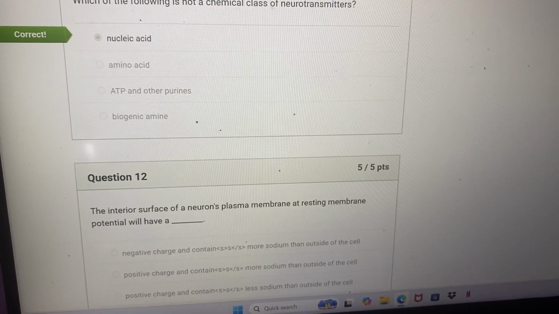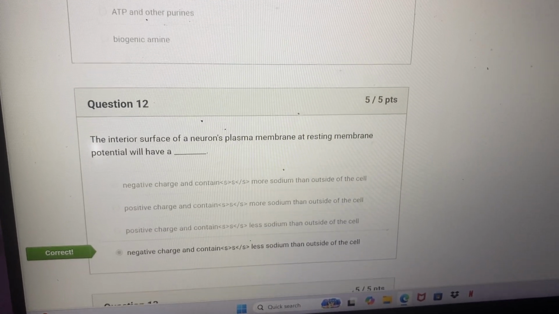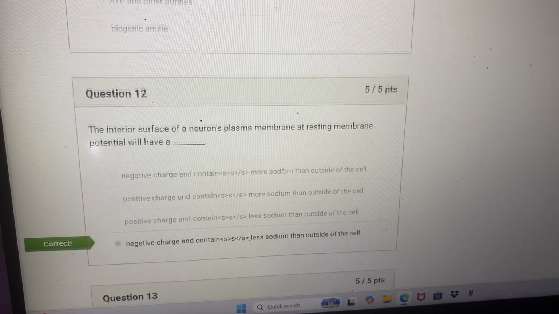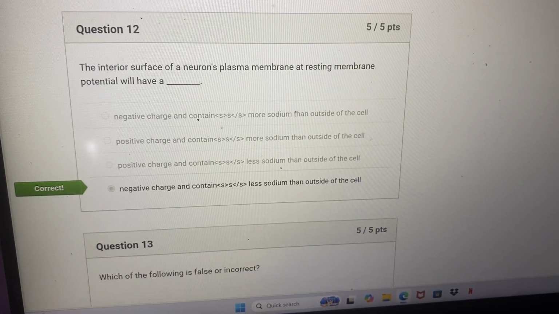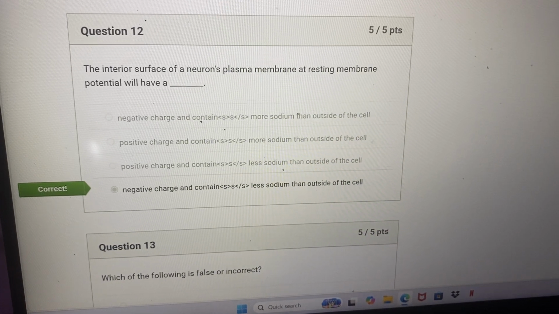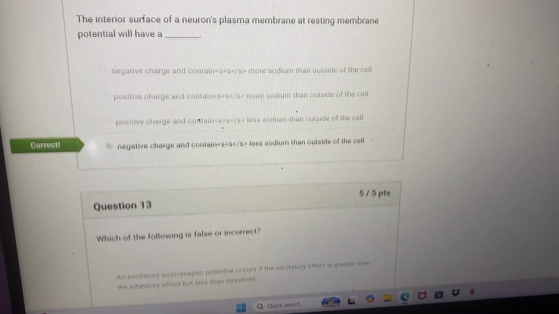Nucleic acid. The interior surface of a neuron plasma membrane at the resting membrane potential will have a negative charge and contain less sodium than the outside of the cell.